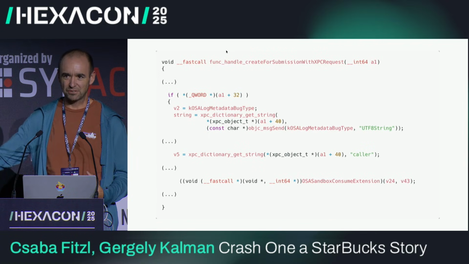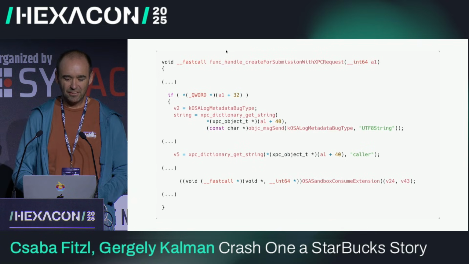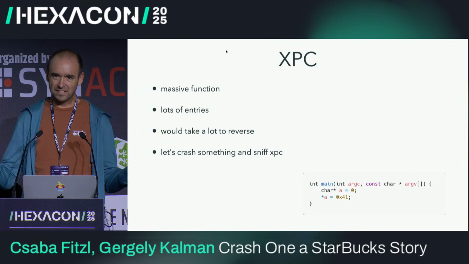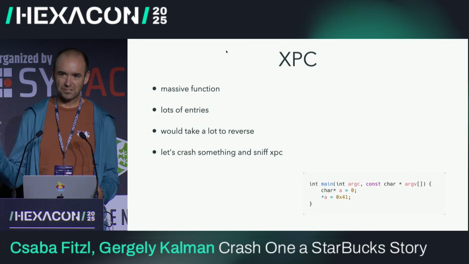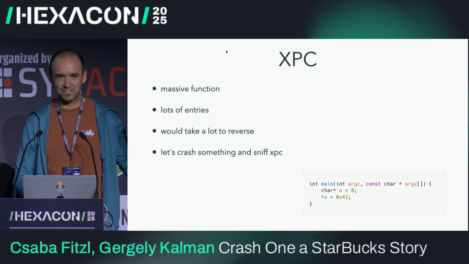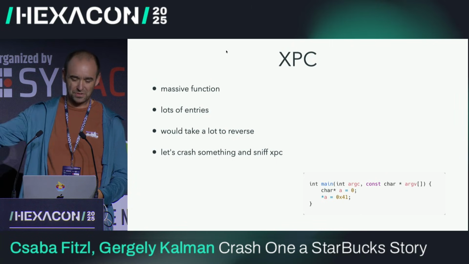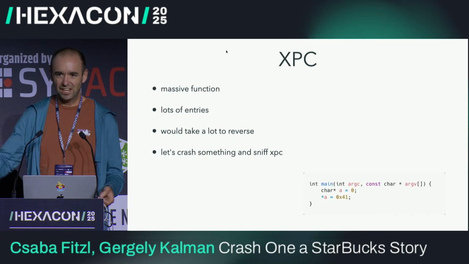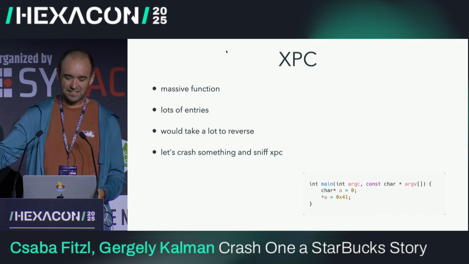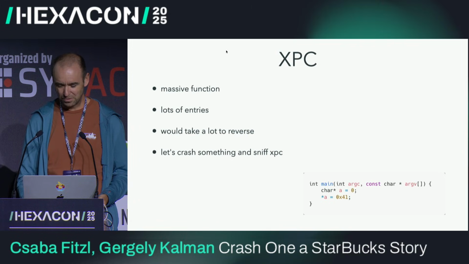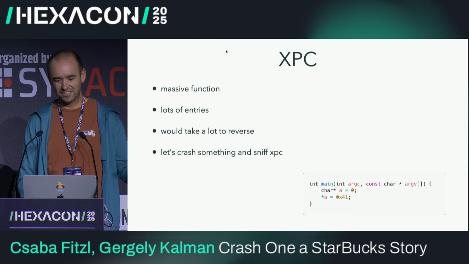You can send messages across processes in a well-defined way. Now, this XPC function was a massive function. Even the decompiled code was multiple hundreds of lines, and it would have been tedious work to fully reverse it and reconstruct the actual message you need to send to the process. So we said, okay, this is a legit message. Let's just debug that process and see what it receives when we crash a process. So we made this simple tool, crashed it, and sniffed the message.